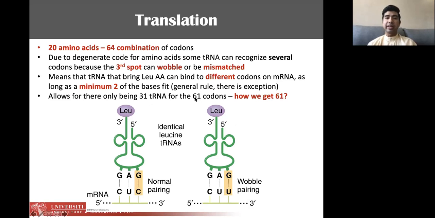Understand? It's like you have 31 foods for 61 people. How? So this is where some of you need to learn how to share. Some get one because maybe they're a bit spoiled, but the rest might share with 2 people, share with 3 people.